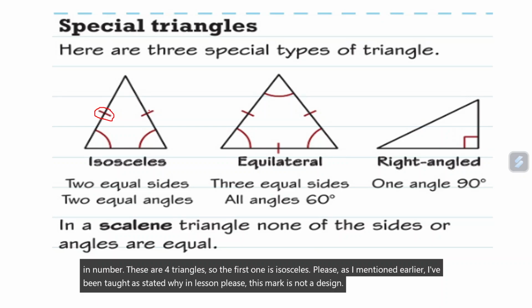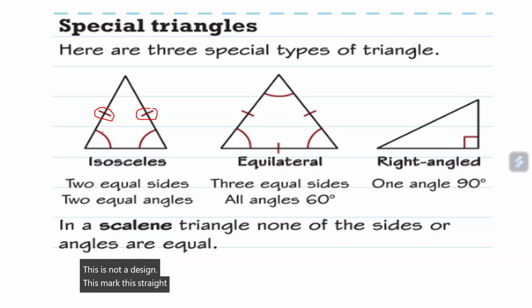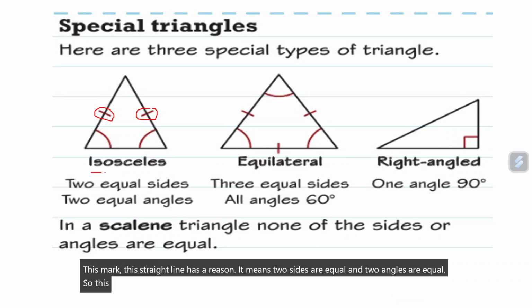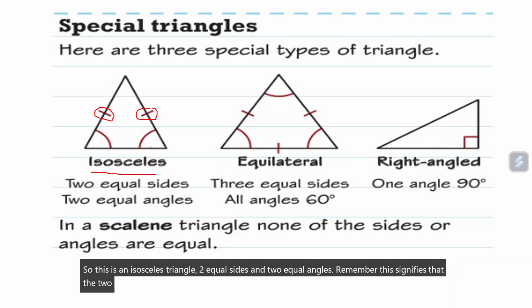This is not a design. This mark, this straight line, has a reason. It means two sides are equal and two angles are equal. So this is an isosceles triangle: two equal sides and two equal angles. Remember, this signifies that the two sides are equal and the angles are equal.